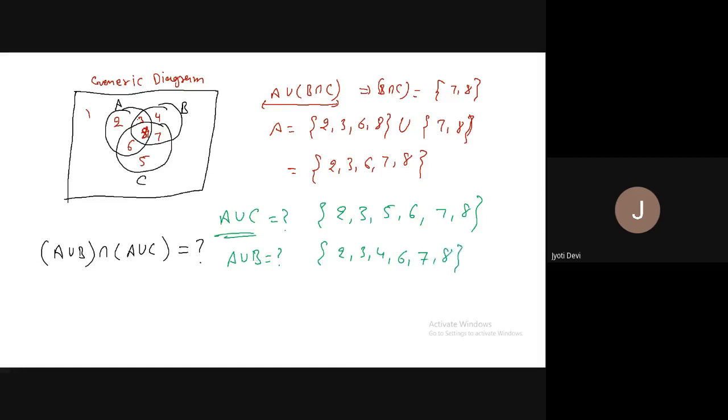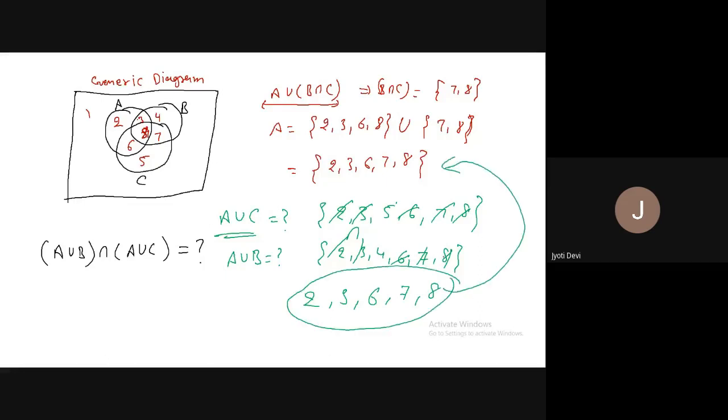Okay, so now you do the intersection between these two. Then what do we get as the result? 2 is common, 3 is common, 4 is not common, 6 is not common, 7 common, 8. Okay, as we see, the LHS is equal to the RHS, we get the same result.